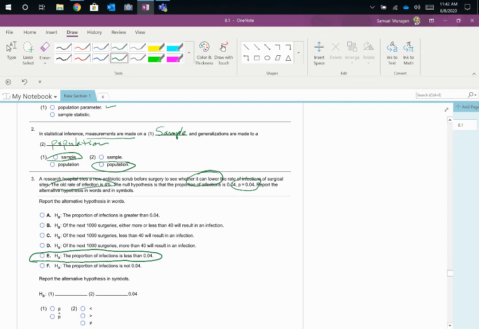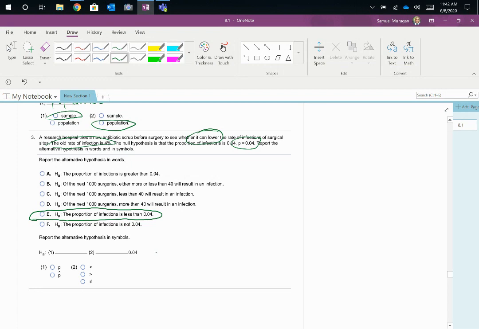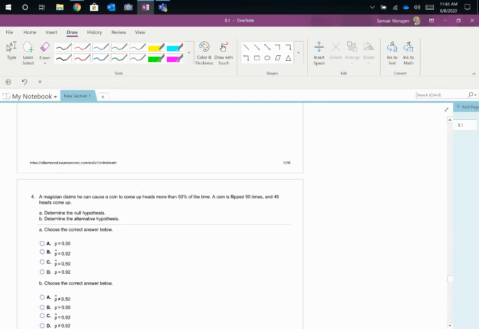Has nothing to do with anything else here. Okay? The proportion of infections is less than 0.04. In other words, p is less than 0.04. Notice we haven't calculated anything yet, right?